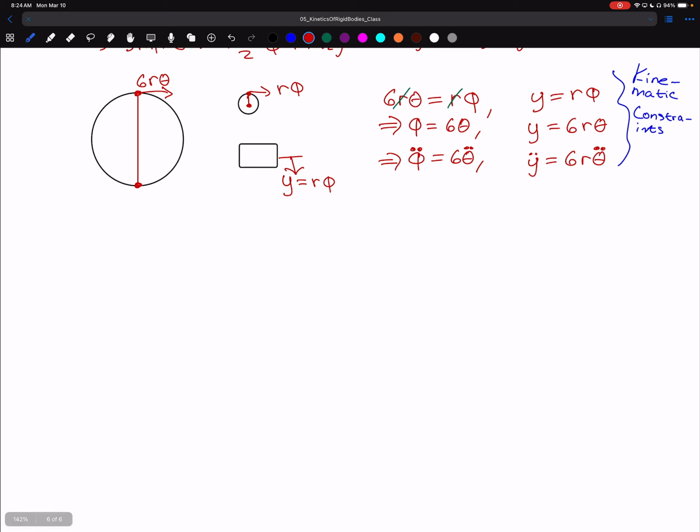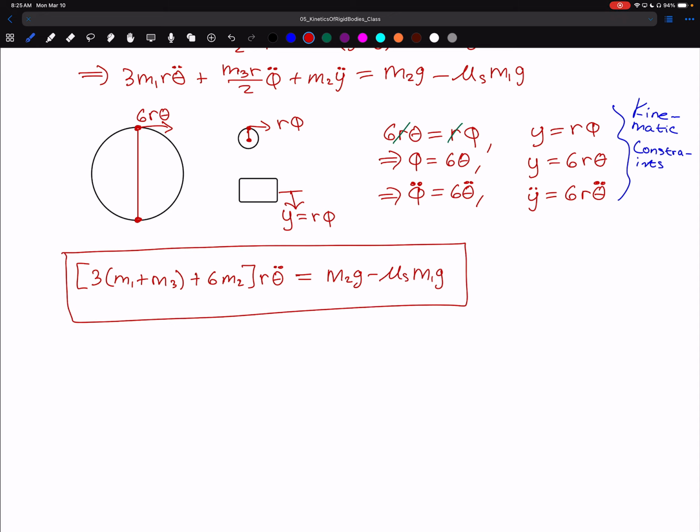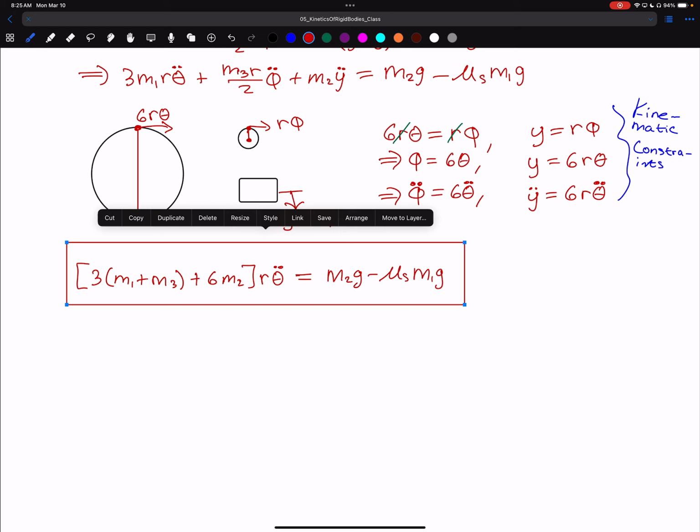Okay. So we're going to go ahead and substitute in here. We're going to get then 3 times m1 plus m3 plus 6 m2, all of that multiplied by r theta double dot is equal to m2 g minus mu_s m1 g. And that's our equation of motion, which we could use and solve directly for theta double dot if we so desired.